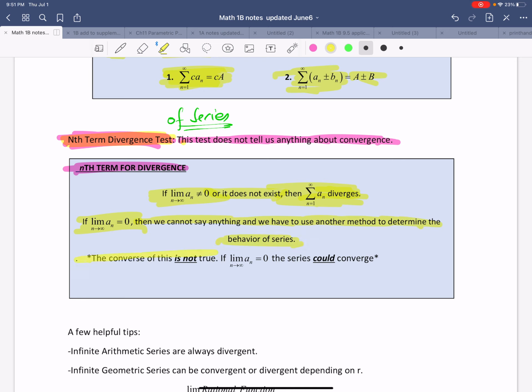The converse is not true. That means if the limit as n goes to infinity of an is equal to 0, the series could converge or it could diverge. So memorize the only thing the nth term divergence test tells us: if the limit as n goes to infinity of an is not equal to 0 or does not exist, then the series diverges. That's all it says. A few helpful tips.